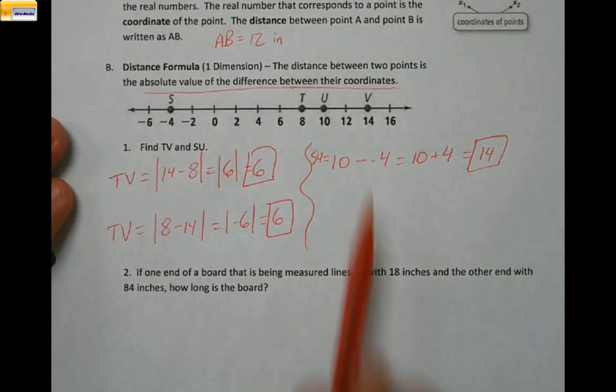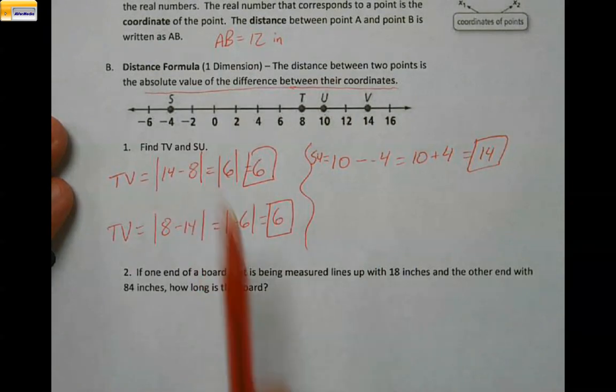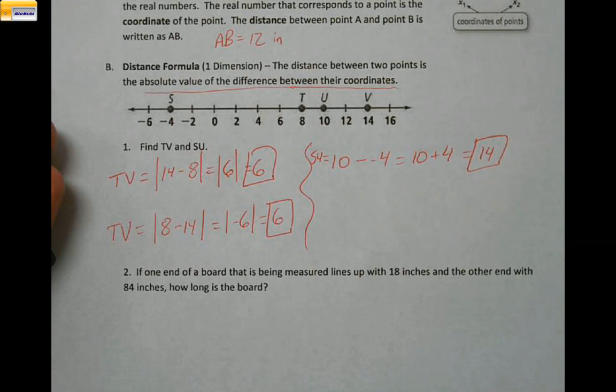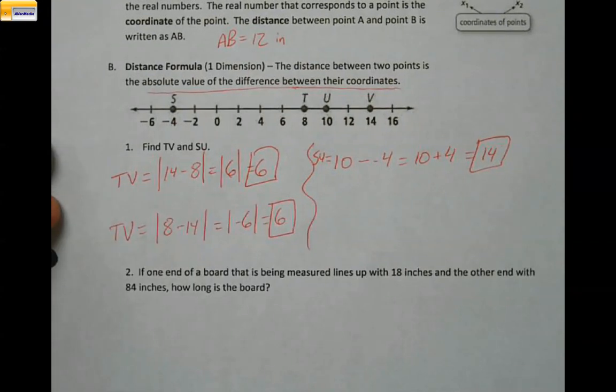Okay, so always take the big number, subtract the small number. You don't have to go through and do absolute value like this. That was just to kind of connect to the definition, but if you go the big number minus the small number, that will always work. Okay, just another example of that.